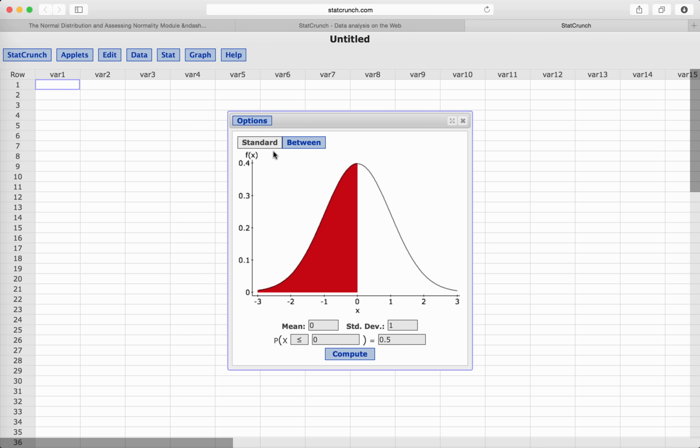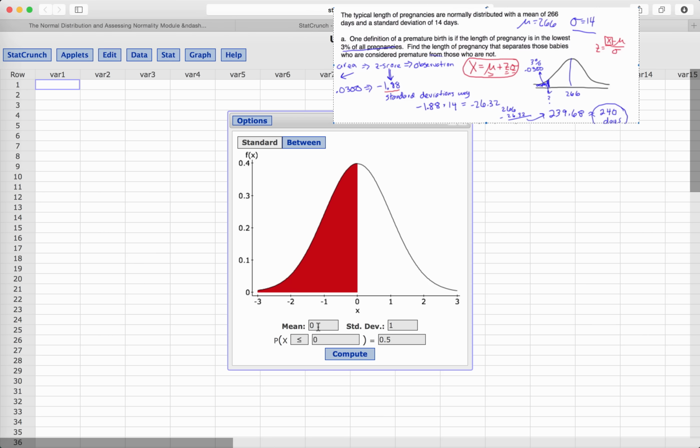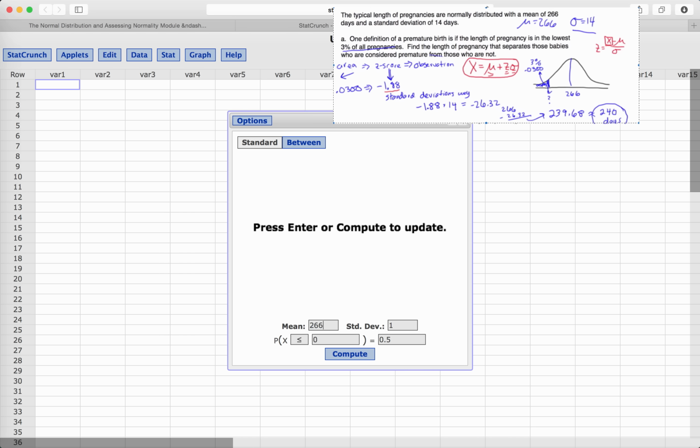In this problem, we knew that the average length of pregnancies was 266 days. That was the mean. And the standard deviation was 14 days. Now, what we are looking for is an observation. In part A of this, we were looking for what length of pregnancies are associated with the lowest 3% of pregnancies. So what's the cutoff between the lowest 3% and the upper 97%?